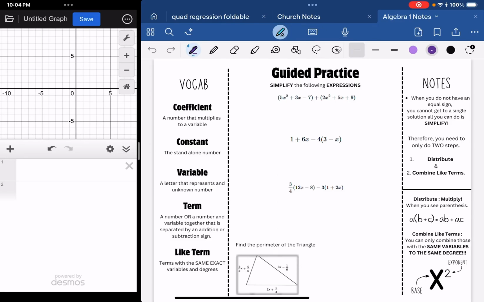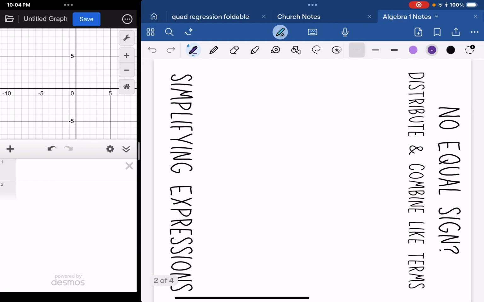All right, hey guys. We are going to be in our journals today, and you are going to go to page 4 where your pink foldable is. So, one thing I want to talk about is your doors that open up your foldable, where it says no equal sign, distribute, and combine like terms.